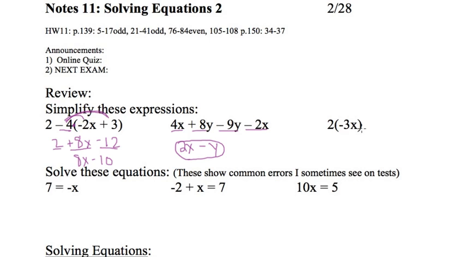2 times -3x. I don't need to use the distributive property since there's no adding or subtracting. 2 times -3 is -6x.